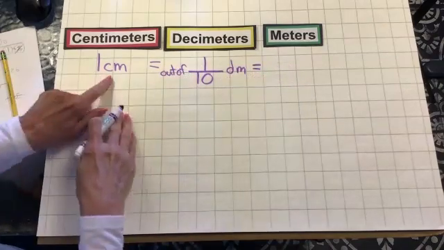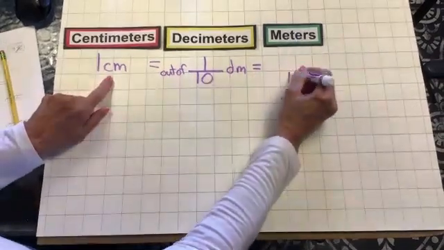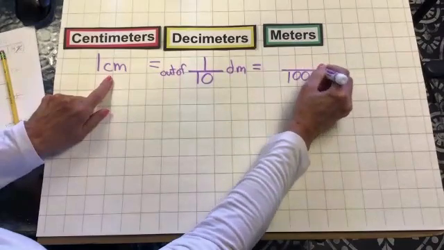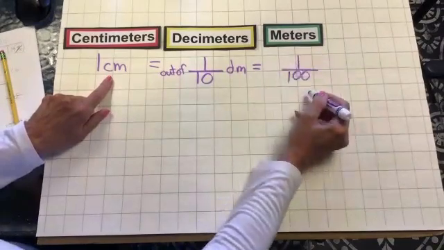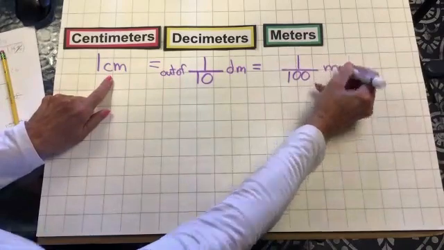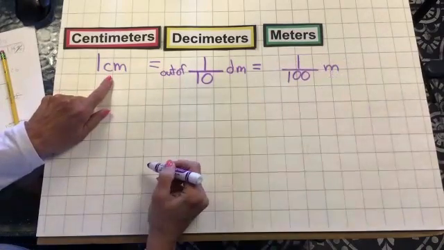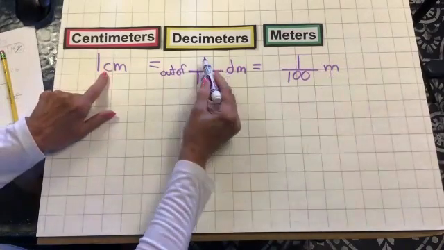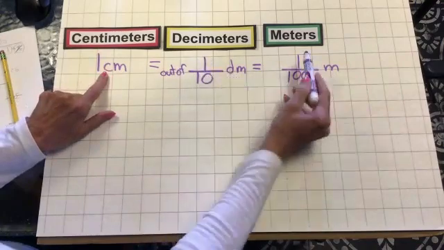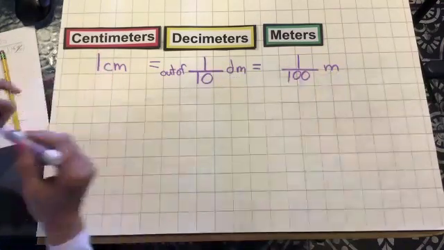Now, how many centimeters does it take to make a meter? That would be 100. So we have 1 out of the 100 meters, and it's abbreviated with an M. So 1 centimeter is 1/10 of a decimeter, or 1/100th of a meter.